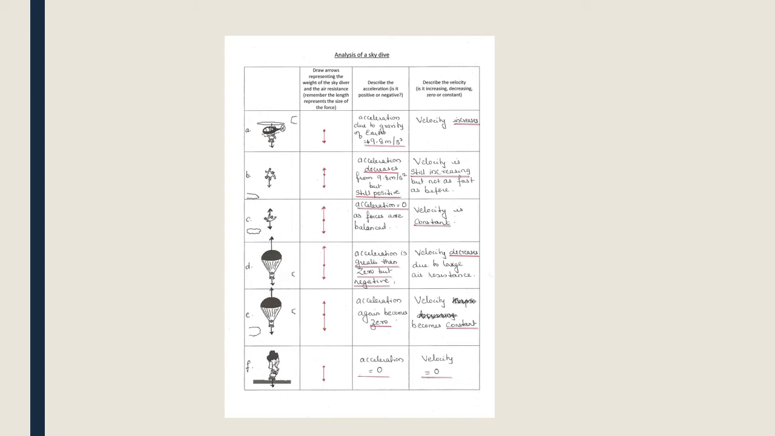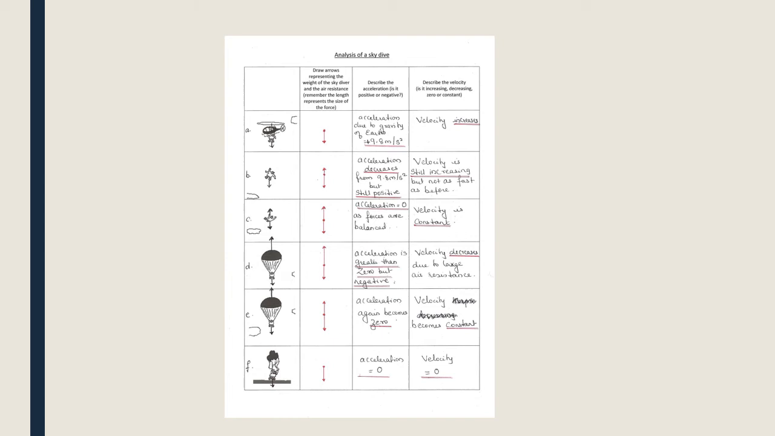And if the resultant force is 0, resultant force is mass times acceleration. Mass is not 0. So if the resultant force is 0, that means the acceleration is 0. So whenever the forces are balanced, the acceleration is 0. Acceleration is change in velocity. So if acceleration is 0, what does it tell you about the velocity? The velocity is not changing anymore. So the velocity is constant. Okay, so that is what is happening in stage C.